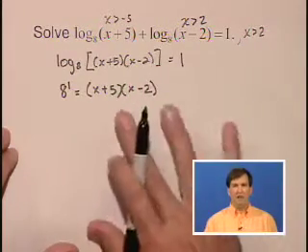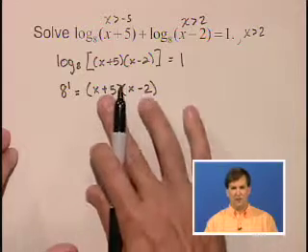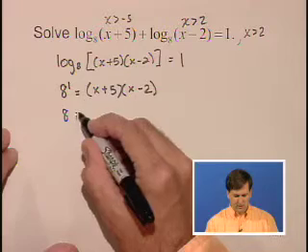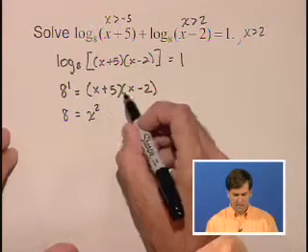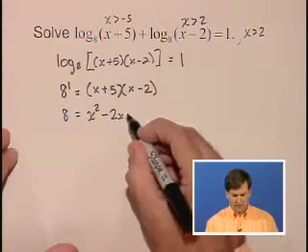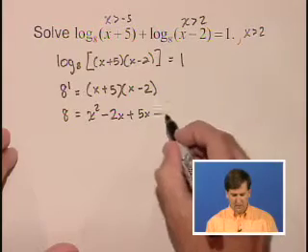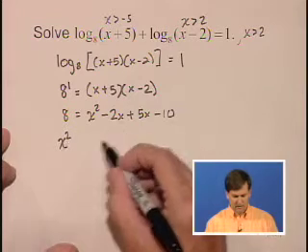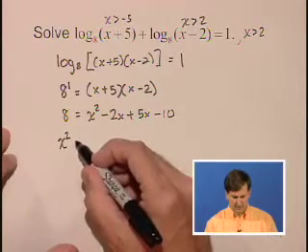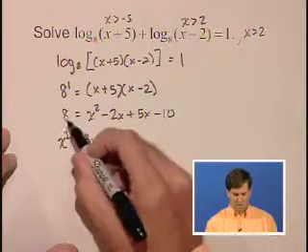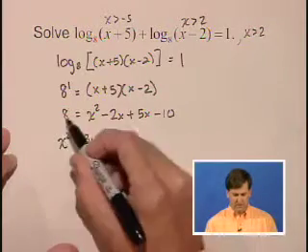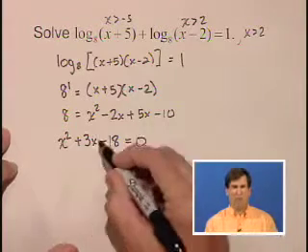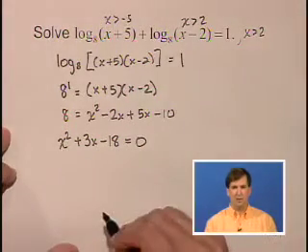So now I have an equation that I think is going to be quadratic. I'm going to have to FOIL out the right-hand side here and combine like terms. I'll just write 8 is equal to x squared minus 2x plus 5x minus 10. Combining like terms, I'm going to have x squared minus 2x and plus 5x is plus 3x. And when we take the 8 over to the other side, so we subtract 8, we're going to get minus 18. So I'm going to write it as x squared plus 3x minus 18 is equal to 0.